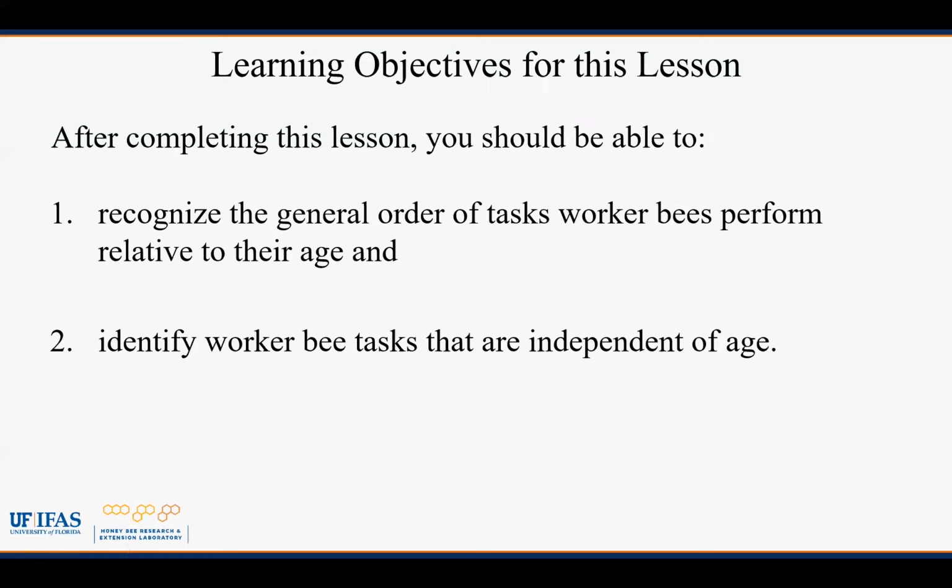So given that I'm talking about the tasks of worker honeybees, I want to share with you what I hope that you learn by the time this talk is over. My focus is to help you be able to recognize the general order of tasks that worker bees perform relative to their age, as well as identify worker bee tasks that are independent of age. In other words, I want you to know what worker honeybees do and why they do it so that you can appreciate the marvel that is the worker honeybee.